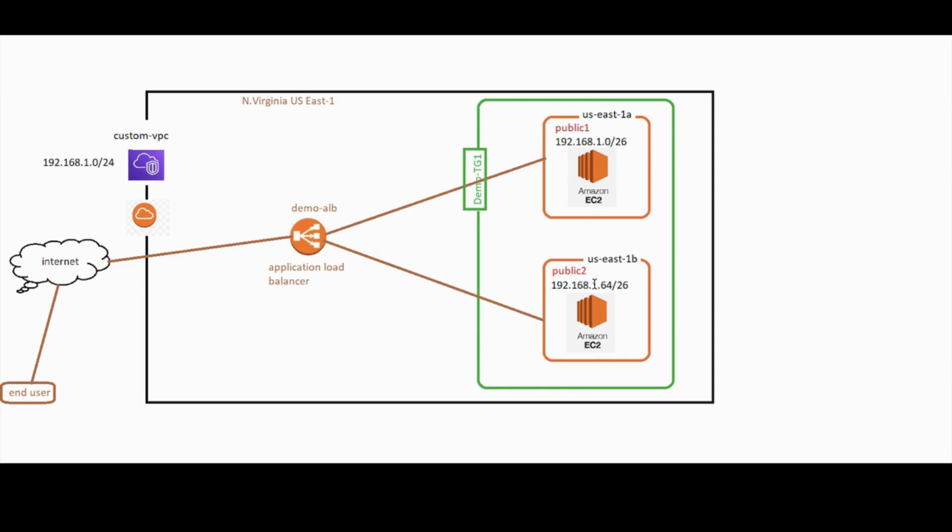We will then create two subnets. There are six availability zones in the US East 1 region, and hence six subnets, but for our custom VPC we will utilize only two availability zones, US East 1A and US East 1B. In 1A, we will create a subnet 192.168.1.0/26, renamed public 1, and another subnet, public 2, in the 1B availability zone with a network address of 192.168.1.64/26. After creating the EC2 instances, we will promote these two servers as web servers.